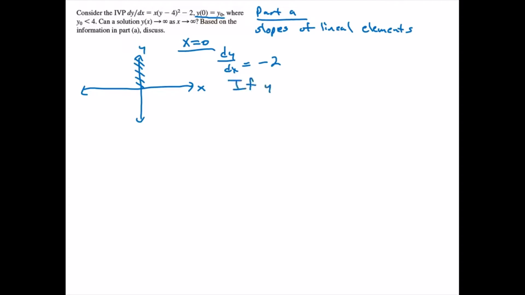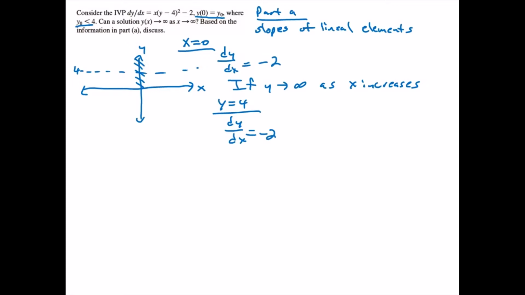But if we're saying that y goes to infinity as x increases, what that means is that ultimately the solution curves will have to go from decreasing and turn around to become increasing. But we're told that y naught has to be less than 4. So whatever that y naught is, it must be less than 4. Well, we had also seen that when y was equal to 4, dy/dx, when we plug in 4 for y, will also be negative 2.